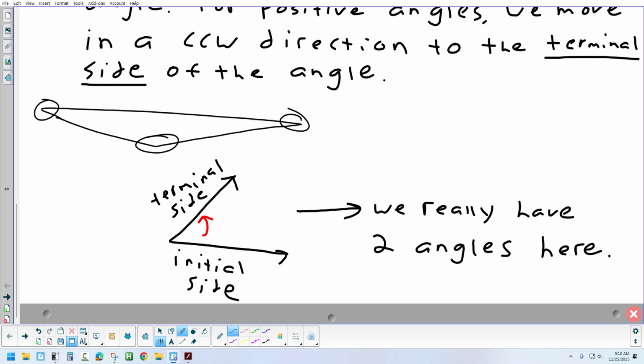So any question which side is initial and which side is terminal? Doesn't matter how you rotate it. If you decide to draw your angle like that, this side would be the initial, this side would be the terminal. Think about as you rotate counterclockwise, where you start and where you end.